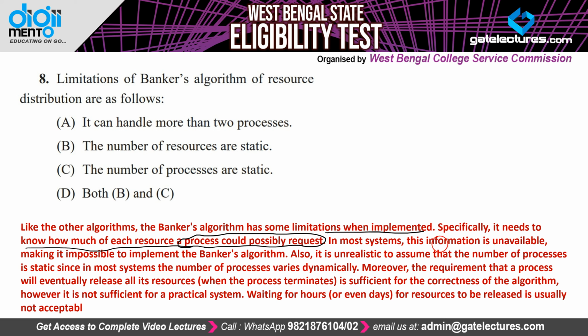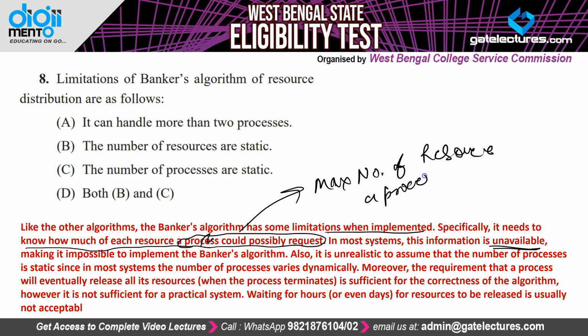Number 2, in most systems this information is unavailable, making it impossible to implement the Banker's algorithm because they do not know. The biggest limitation is it should know what is the maximum number of resources a process can request. Okay, and making it impossible to implement the Banker's algorithm. Also, it is unrealistic to assume that number of processes is static. So number of processes, they are saying is static, it is unrealistic.